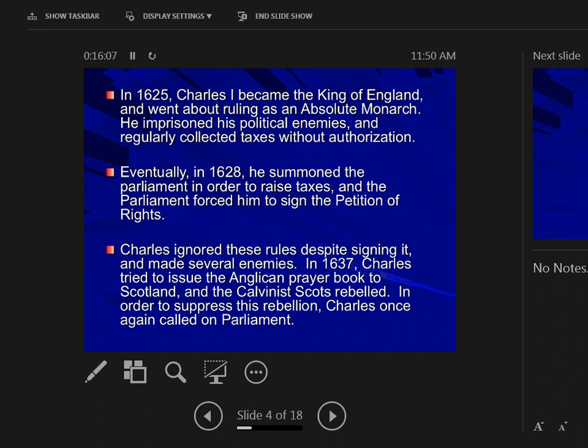So, when Charles I becomes King of England, he basically tries to rule as an absolute monarch. The way he goes about authorizing what he does is essentially to say, I do what I want. If people disagree with that or fight him on it, he just imprisons them and just forgets they exist, kind of thing. The type of stuff that's illegal in the United States.